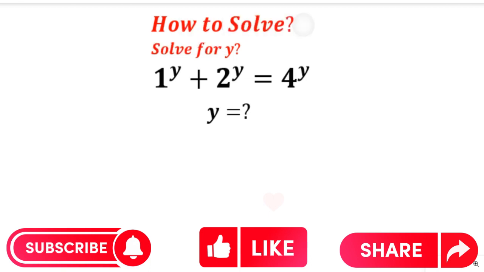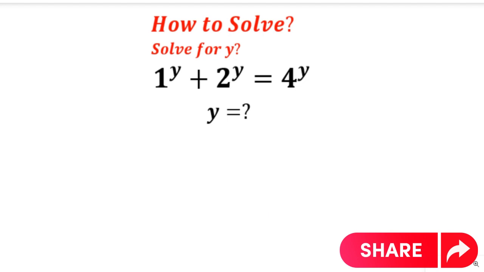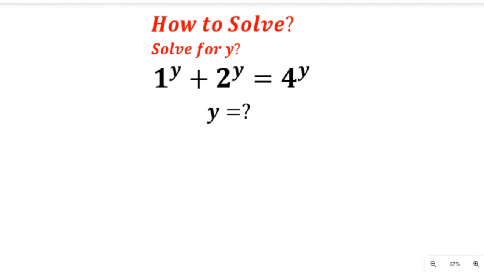We are going to solve for y, and to solve it, one thing that should come to our mind is to look for how we can reduce the value either on the left hand side or the right hand side to a value of 1, so that we can arrive at a quadratic equation which can make our solution very easy. So to make that possible, we're going to divide both sides by 4 to the power of y.